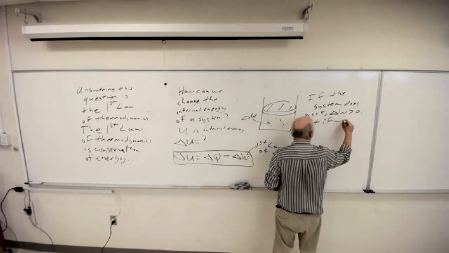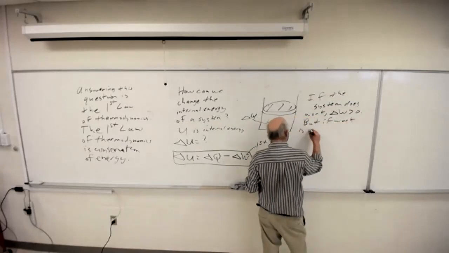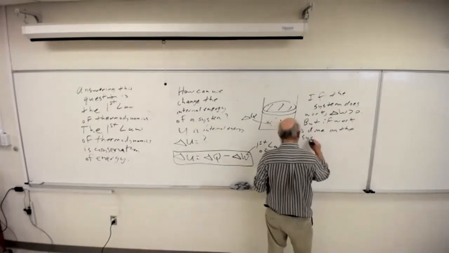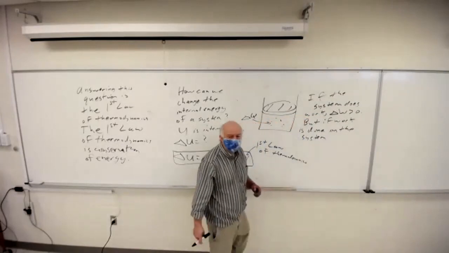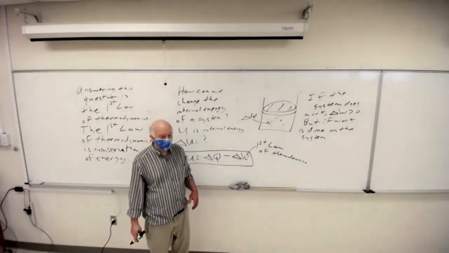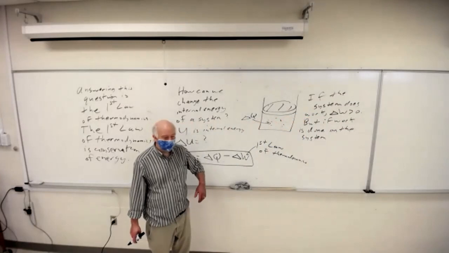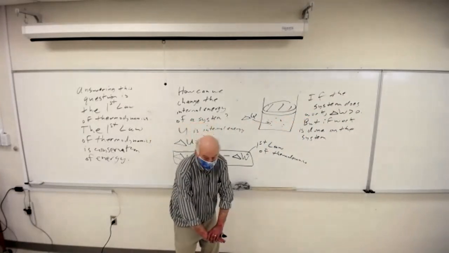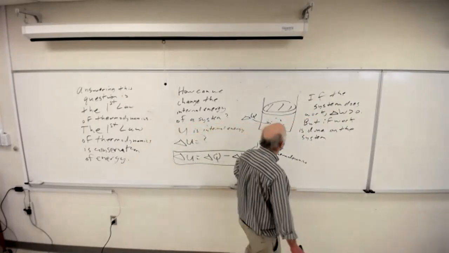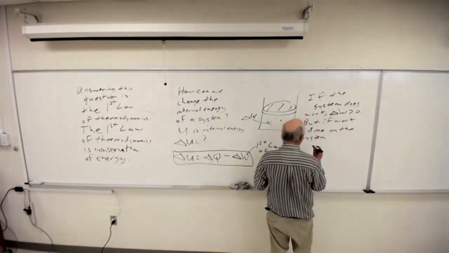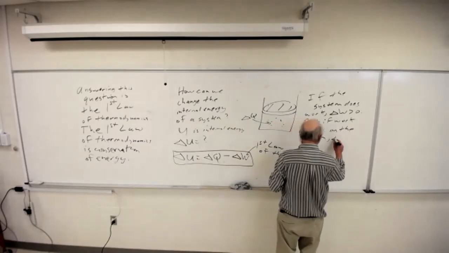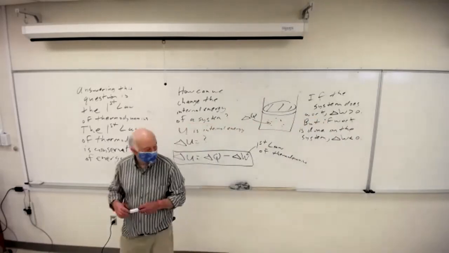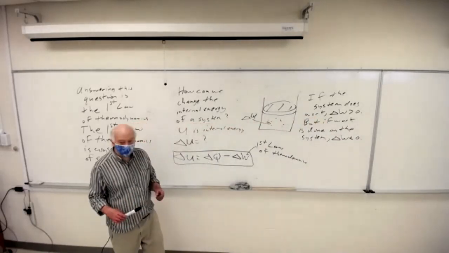If work is done on the system, how would I do work on the system? You take that piston, and I can actually push it down. Okay. So, if work is done on the system, W is less than 0. And that adds energy to the system.